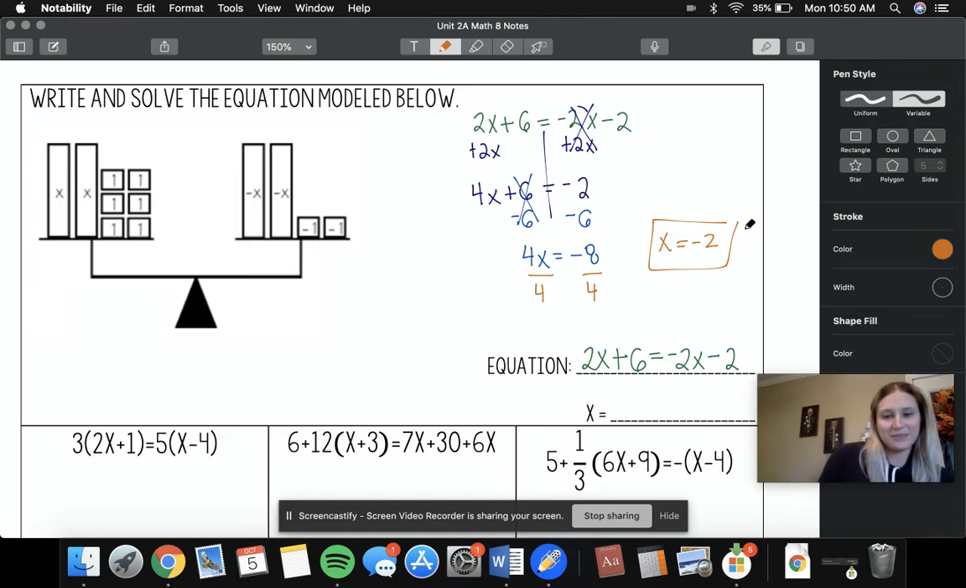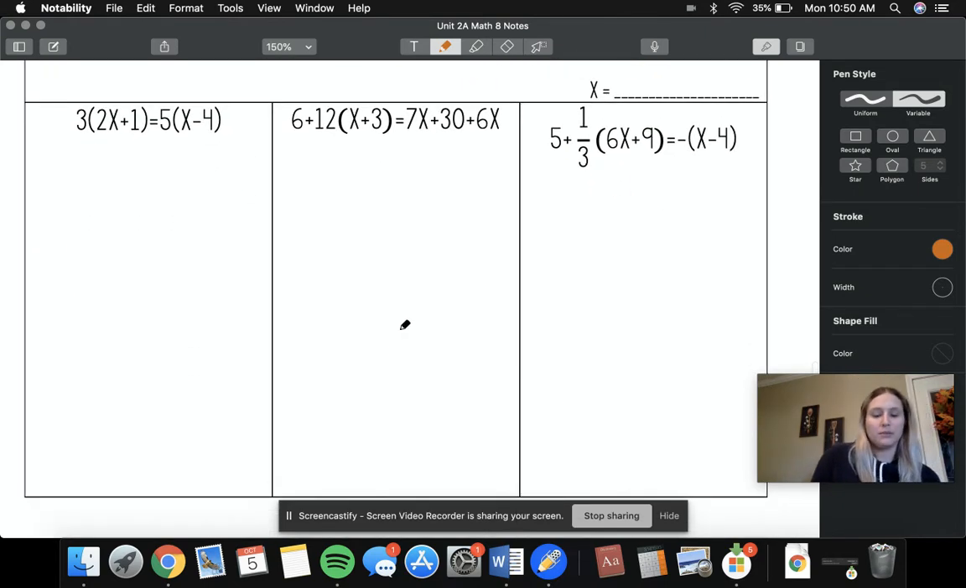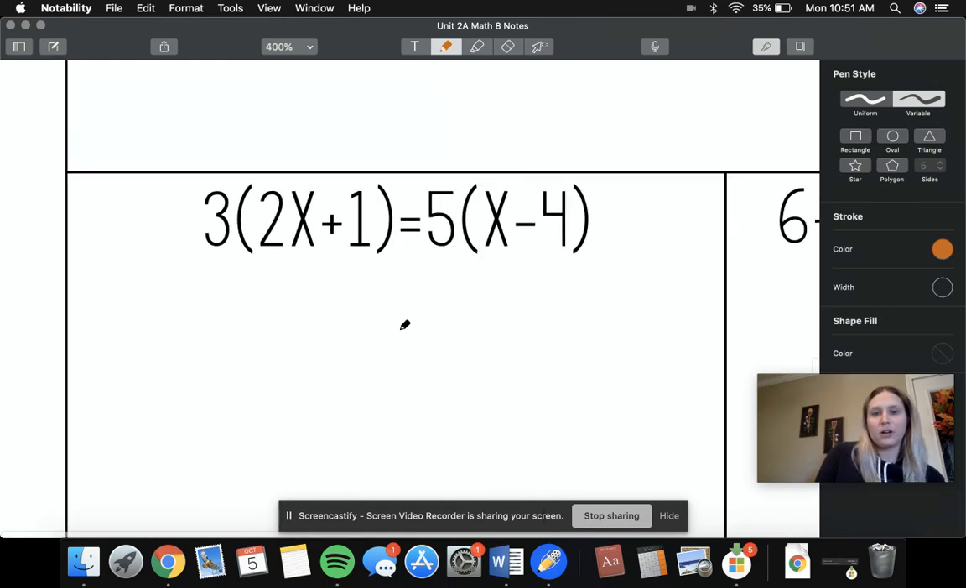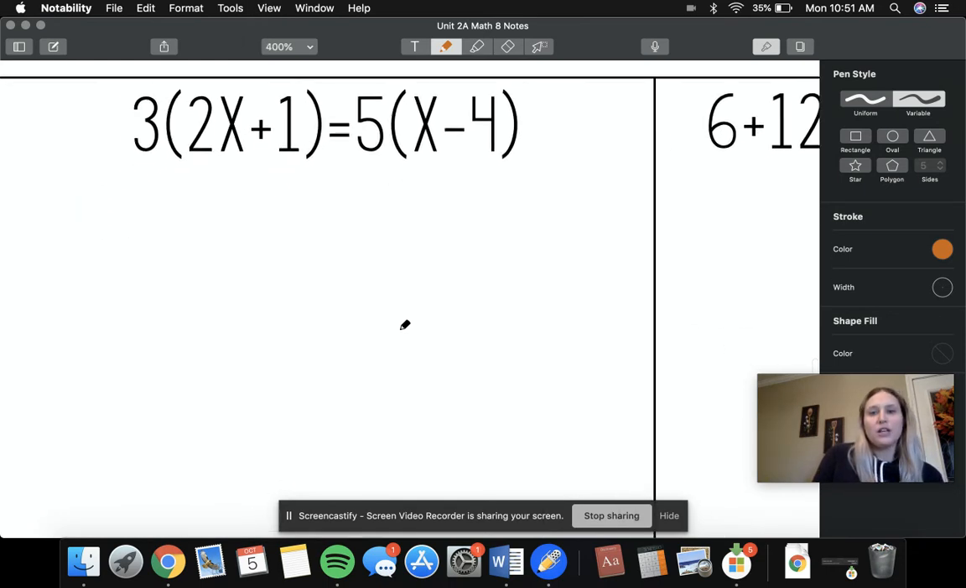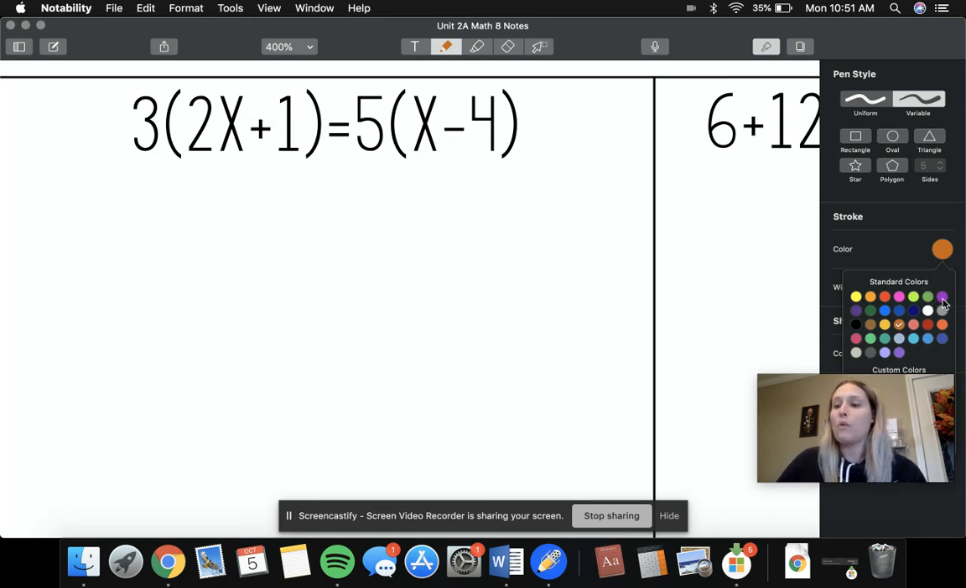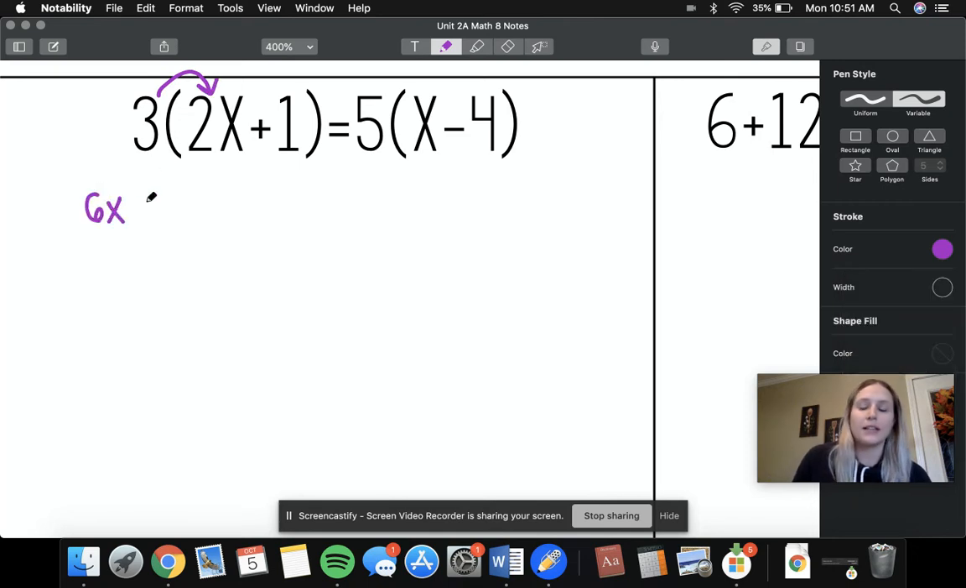All right. So now we have these 3 problems that we are going to do together just to make sure we feel comfortable with everything. So when I first look at this, the first thing we always need to see is, okay, we have parentheses. We want them to disappear. There is a number attached to the parentheses, so we are going to distribute or multiply that number attached. So we're going to multiply 3 times 2 and get 6x. And then we're also going to multiply the 3 times the 1, and 3 times 1 is a positive 3. So on the left-hand side, I have 6x plus 3.